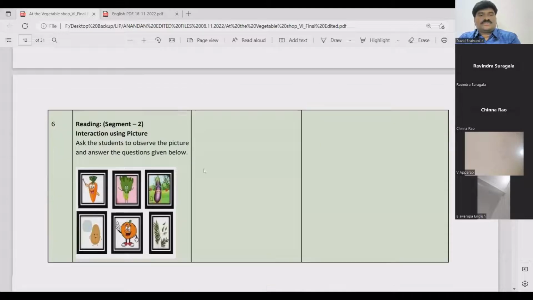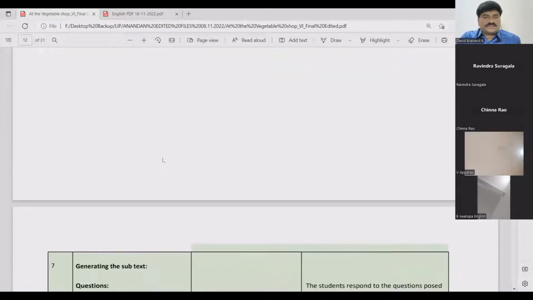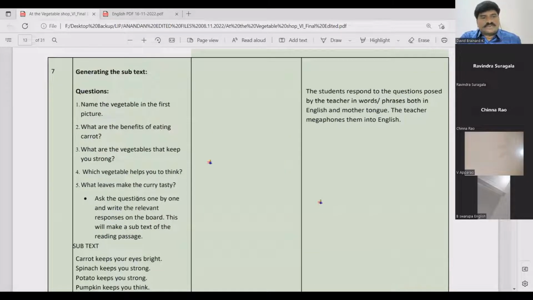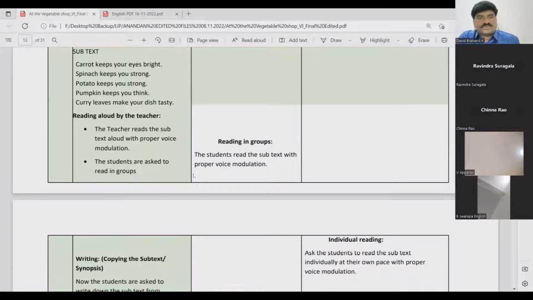After this, segment 2. On similar lines, segment 2 also happens. We have taken another picture. The picture is not available in the text. So we have collected a picture. We have made a collage here, and then we asked a few questions on that. After that, we generate subtext and then make them write what is read by the teacher. So if subtext is not available, or we are not able to make subtext, then we need to give oral narrative there. Wherever there is no possibility of subtext, we need to have oral narrative. That's a new thing that we should remember.